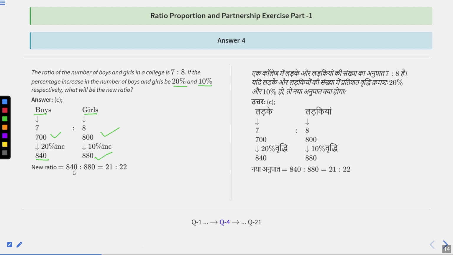Our new ratio will be 840 : 880, which is 21:22. C is the correct answer. Next one.